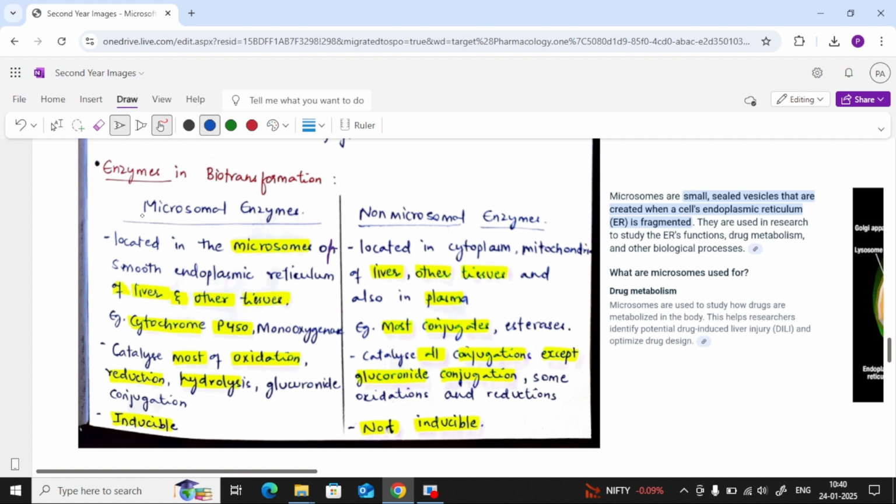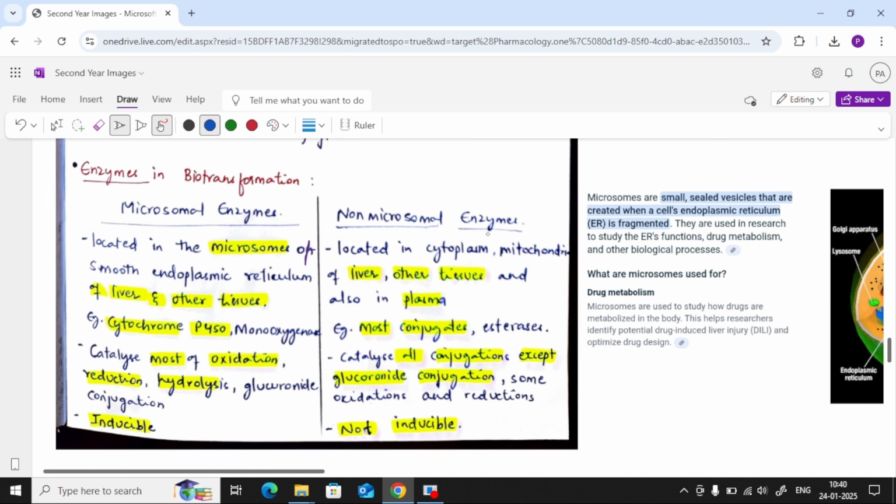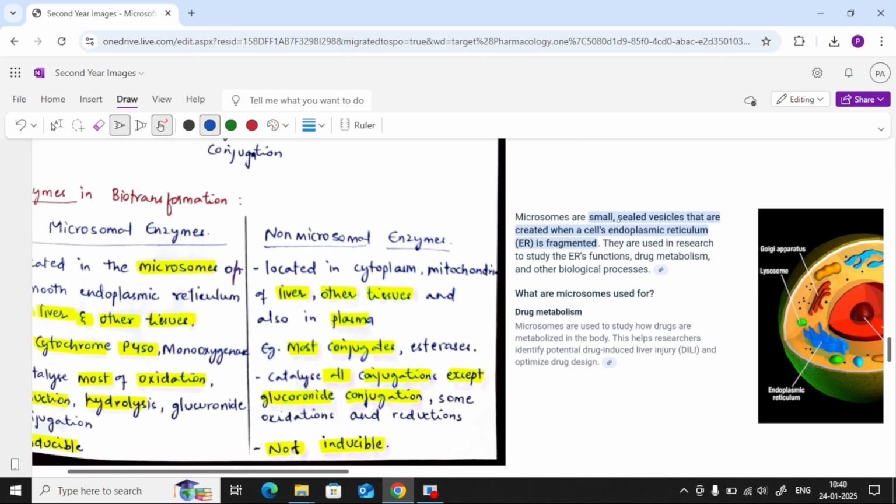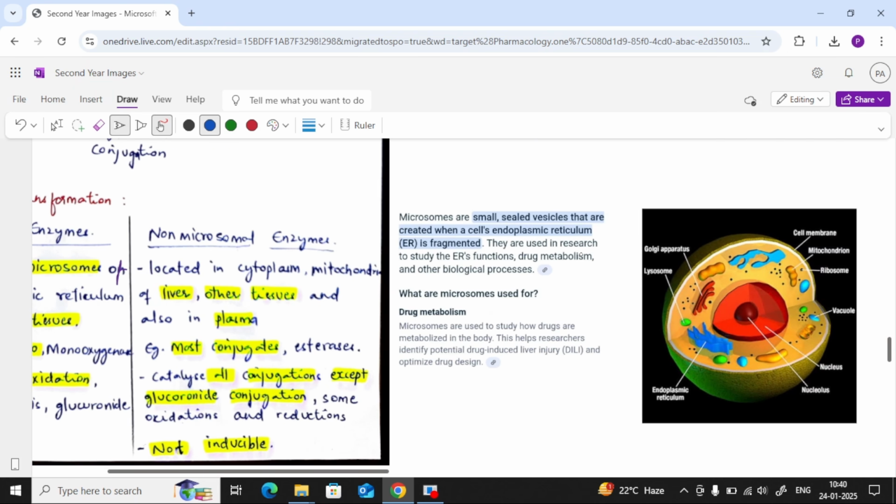What do you understand by microsomal? These enzymes are located in the microsomes of smooth endoplasmic reticulum of liver and other tissues. What do you mean by microsomes? Microsomes are small sealed vesicles that are created when the cell endoplasmic reticulum is fragmented. So they are nothing but parts.